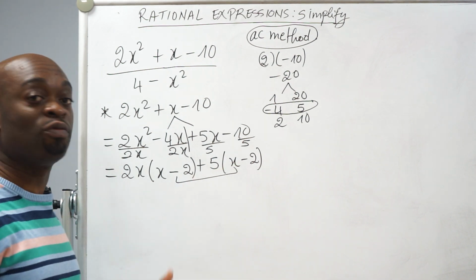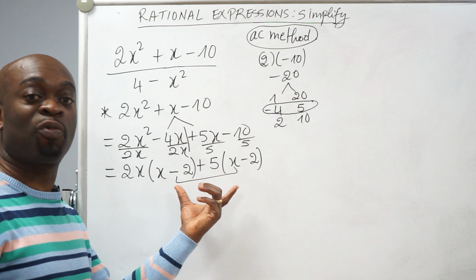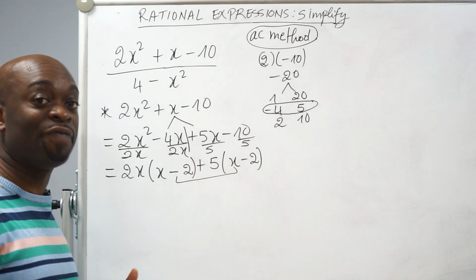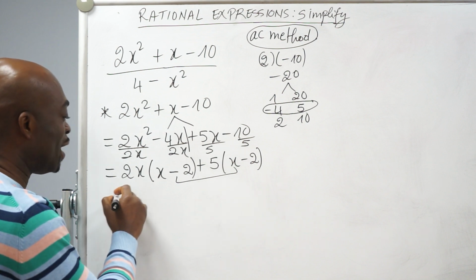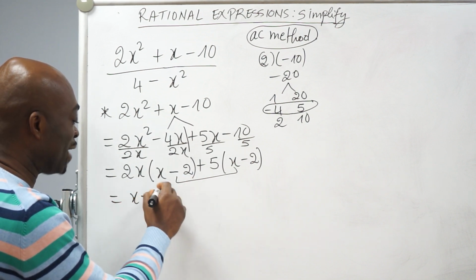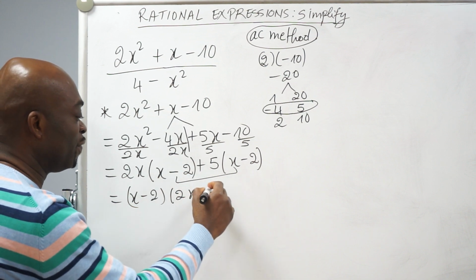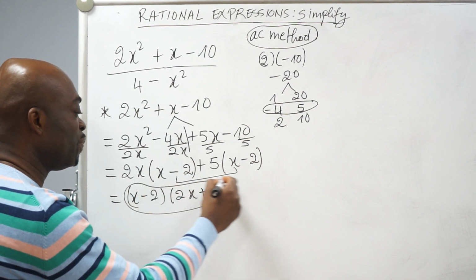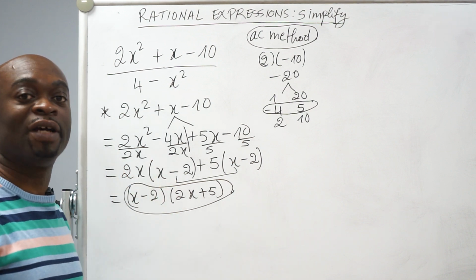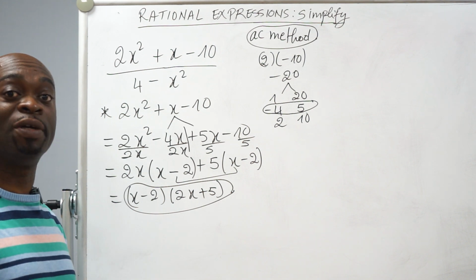So anytime you're working with factoring by grouping, you need to have the same expressions inside the parentheses. If not, you're doing something wrong. So let's go at it and finish it. So we have x minus 2, which is a common factor, and then we have 2x plus 5, which is the second one that we put together. So we finish with factoring the first expression. All right? So top one, we're done with it. So we're going to do the bottom one now.